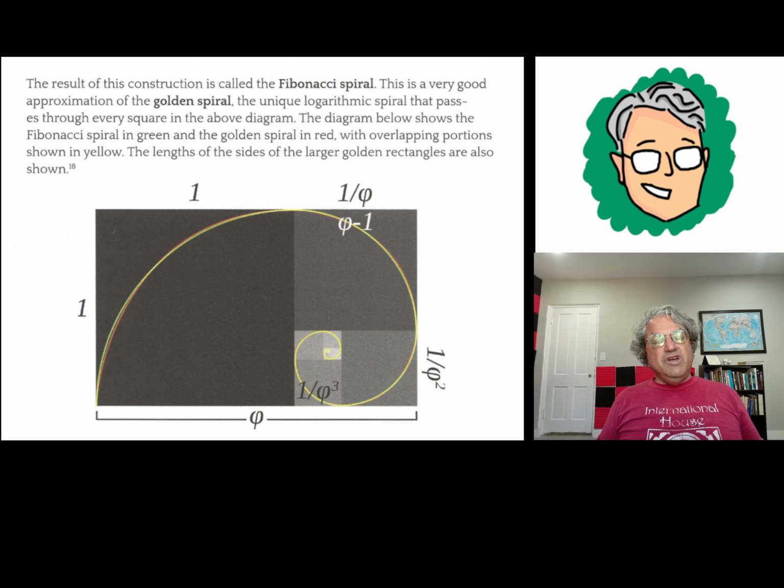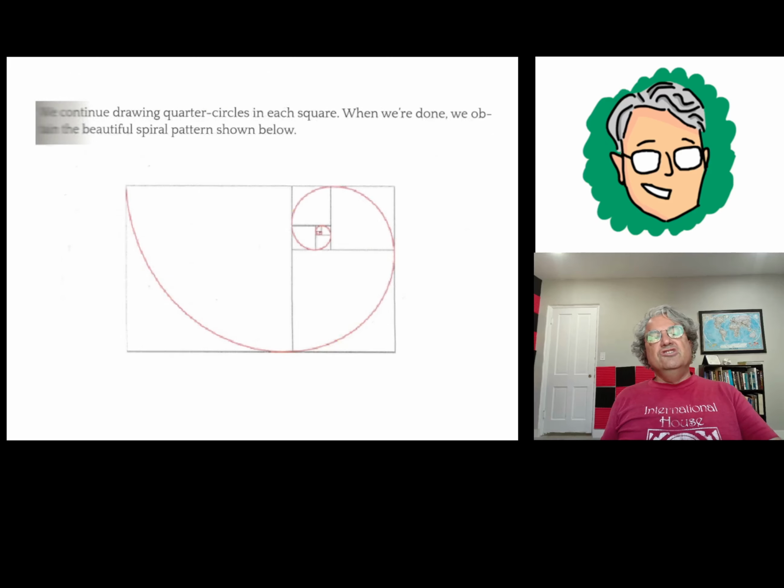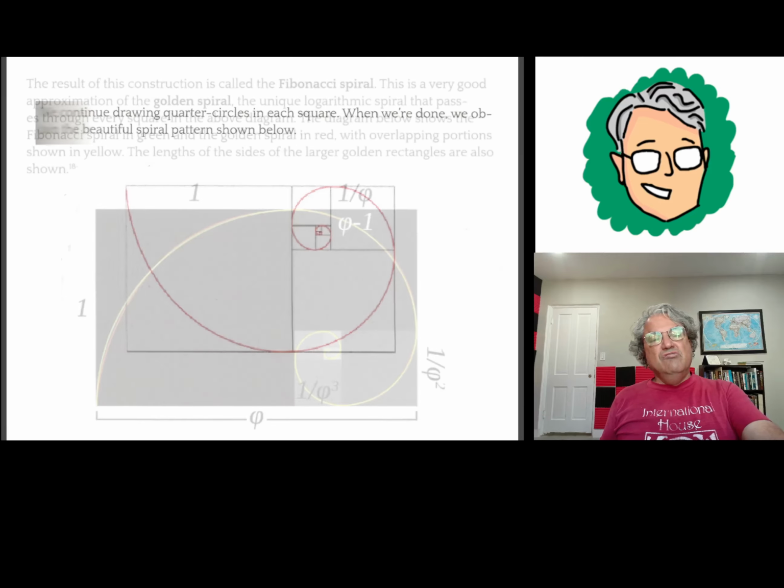A logarithmic spiral has the form r equals e to the k theta, where k is a constant. The radius is an exponential function of the angle. If that doesn't make sense, don't worry about it. But that's the technical definition of a logarithmic spiral. And unfortunately, the spiral we just constructed in this picture isn't quite a logarithmic spiral. It's very close, but not quite.